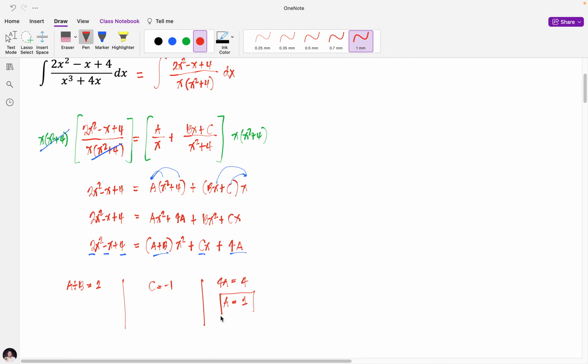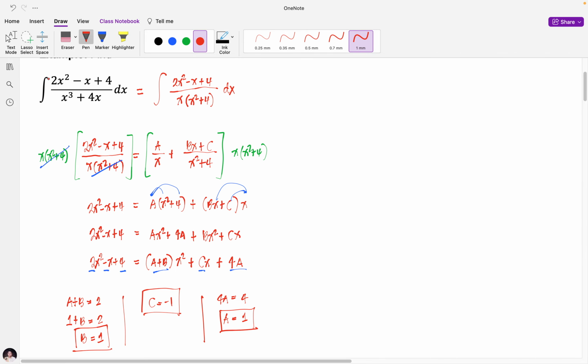So we now have the value of A and C. The problem now is B, but we have A, so we just substitute it here. 1 plus B equals 2, so B is equal to 1. Okay? So it is complete.